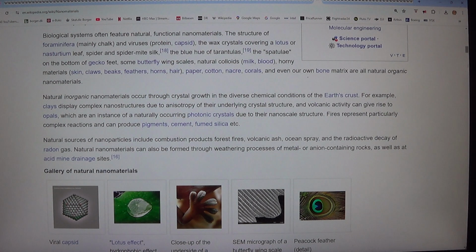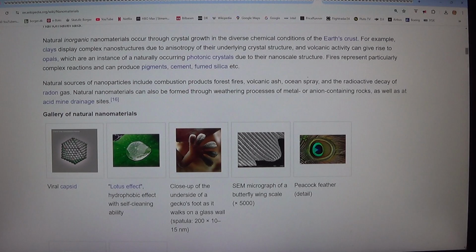Natural inorganic nanomaterials occur through crystal growth in the diverse chemical conditions of the Earth's crust. For example, clays display complex nanostructures due to anisotropy of their underlying crystal structure, and volcanic activity can give rise to opals, which are an instance of naturally occurring photonic crystals due to their nanoscale structure. Fires represent particularly complex reactions and can produce pigments, cement, fumed silica, etc.